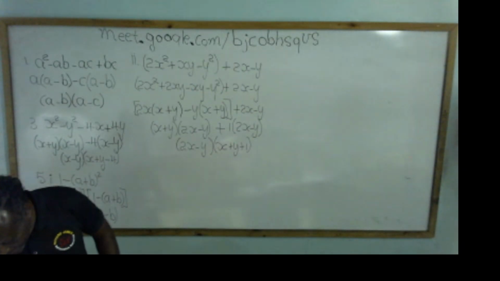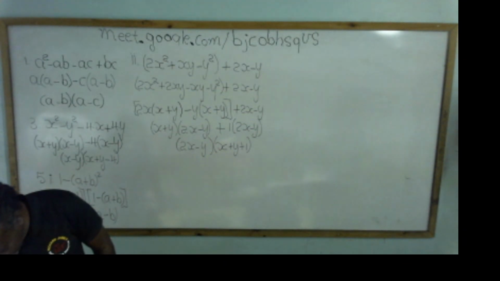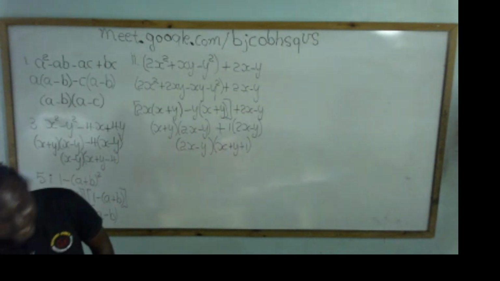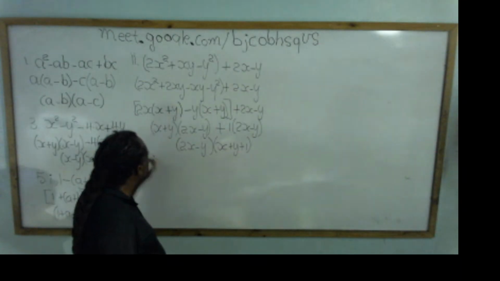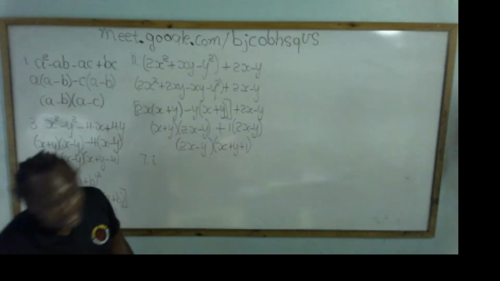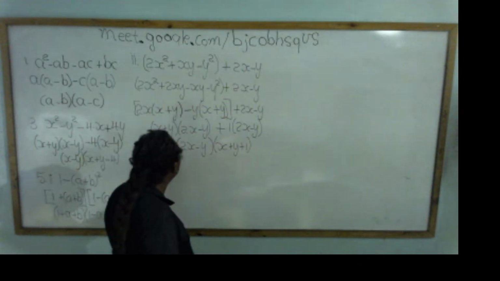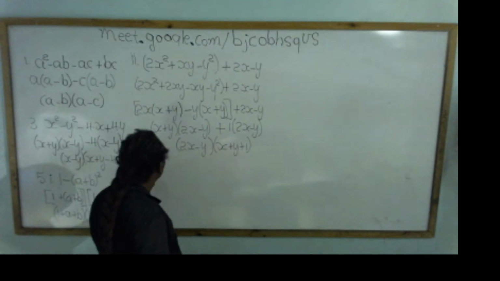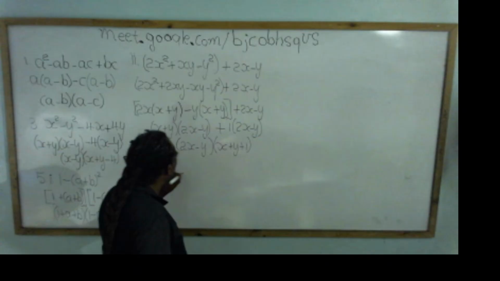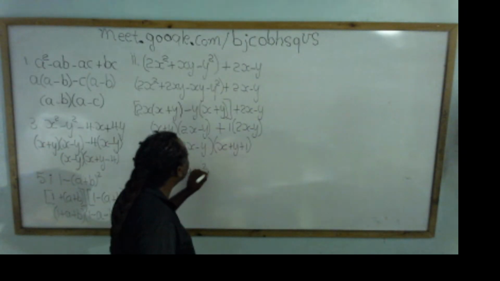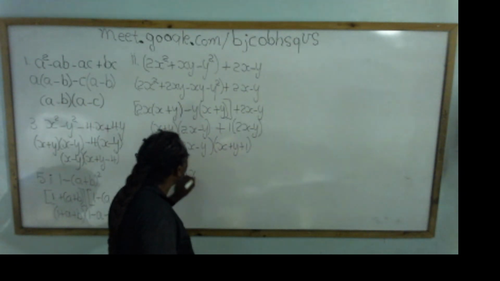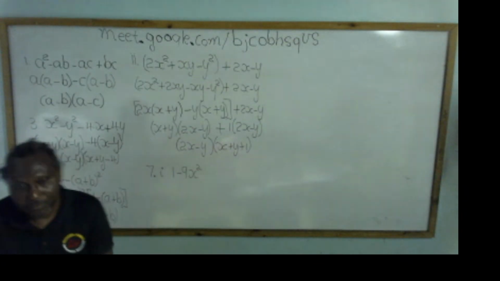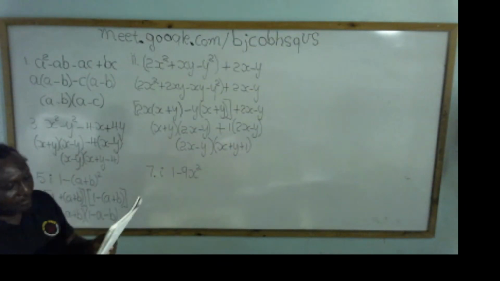So nothing for number 6. Let's go to number 7, because we are doing the odd numbers. 1 minus 9x squared. So for number 7, Roman 1, is it Roman 1? Yes, 1 minus 9x squared. Let me see if that's correct. Yes, 1 minus 9x squared.